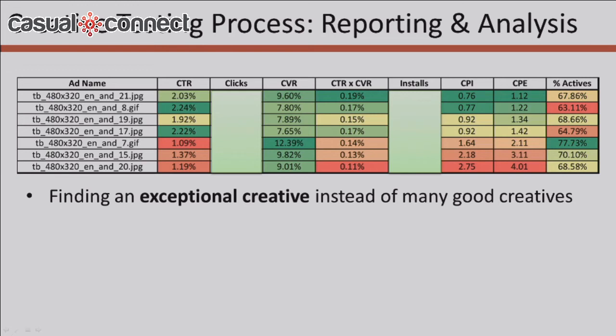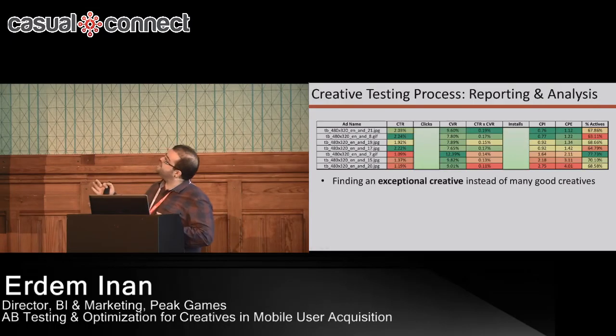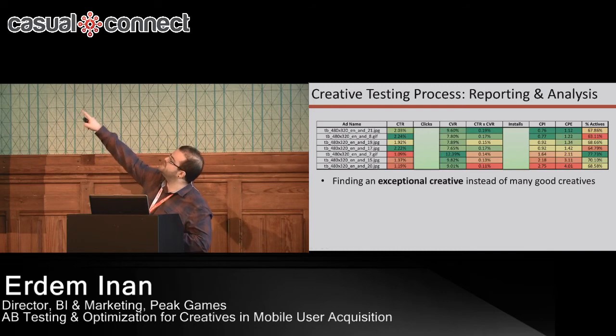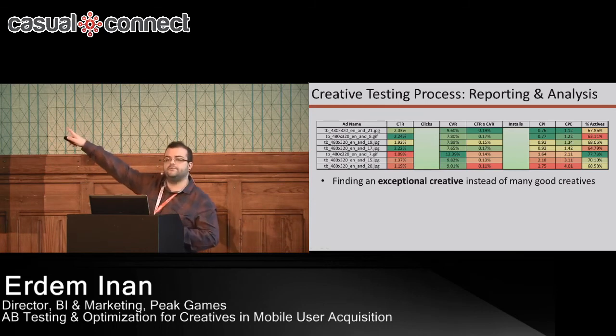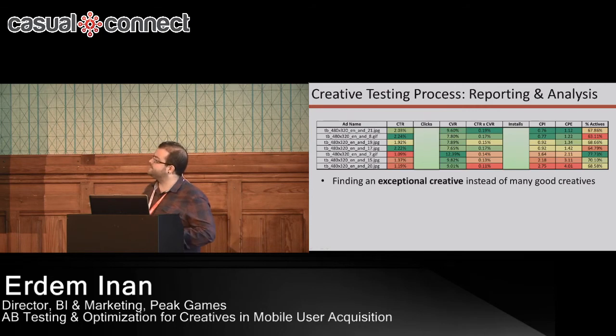So what we usually look at is not CTR only or CVR only. We first looked at CTR times CVR, which we call the result rate, which is a very good understanding of the impression-to-install rate. But then we also saw that user quality is affected by the images themselves. So we added a second metric, which we call CPE, that is calculated from the percentage of active users. So eventually you can see that a good performing image can outperform an average performing image by 4 times.